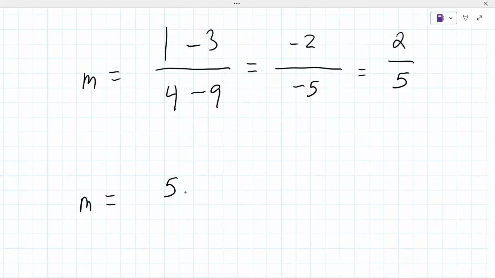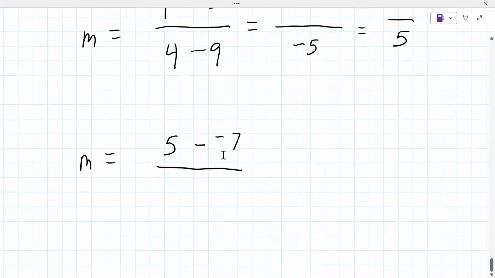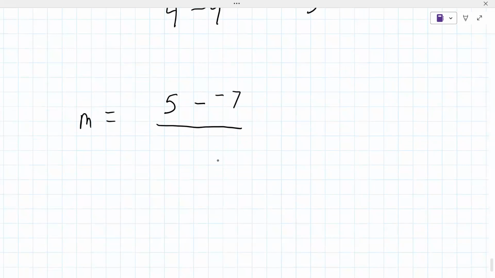Let's try a 5 minus. Now, I don't know if we've seen this. Do you remember what to do with a double negative? No, I don't remember. Okay, so we'll talk about that. And then we'll go minus 4 plus 2. What is negative 4 plus 2?